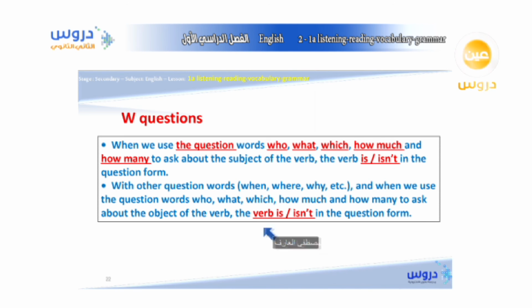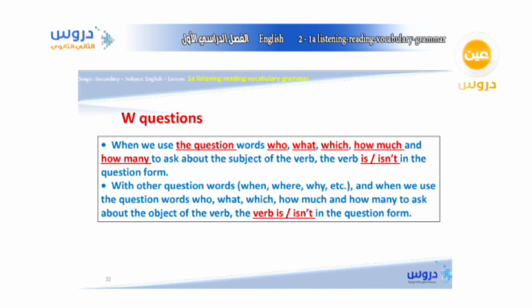How is your brother? How is, how isn't. So most of the time, these are question words. When you see them at the beginning of a sentence, it means this is a question.